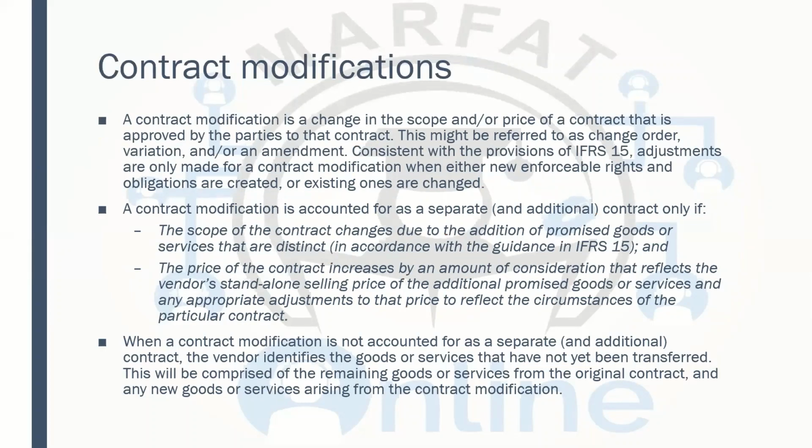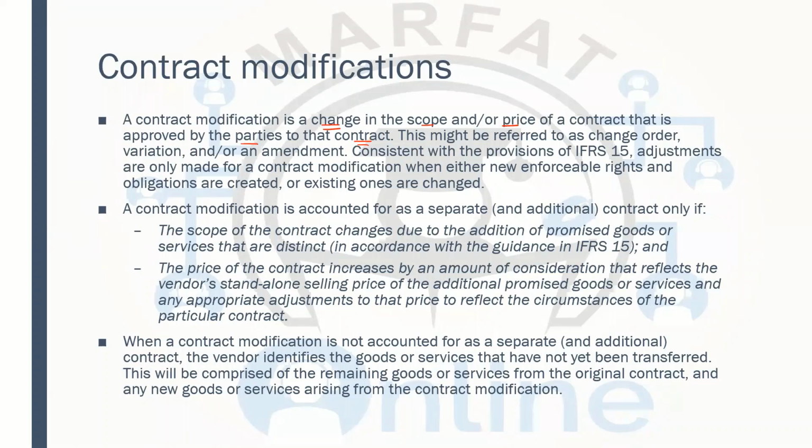Now you have the contract modifications. Modification means simply the changes in the contract. Now, how can there be changes? A contract modification is a change in the scope or price of a contract that is approved by the parties to that contract.